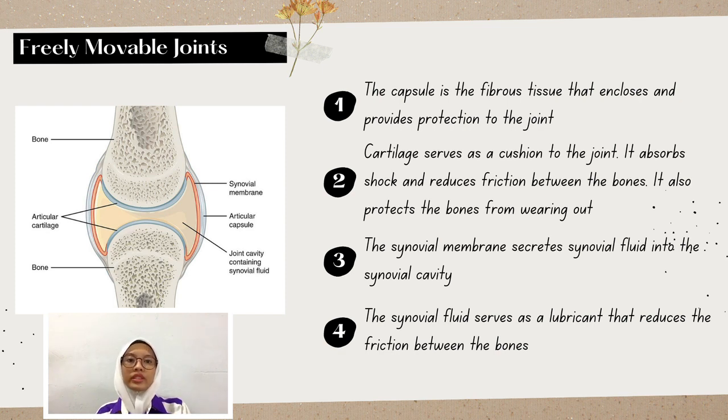The capsule is the fibrous tissue that encloses and provides protection to the joint. Cartilage serves as the cushion to the joint. It absorbs shock and reduces friction between the bones. It also protects the bones from wearing out. The synovial membrane secretes synovial fluid into the synovial cavity. The synovial fluid serves as a lubricant that reduces the friction between the bones.